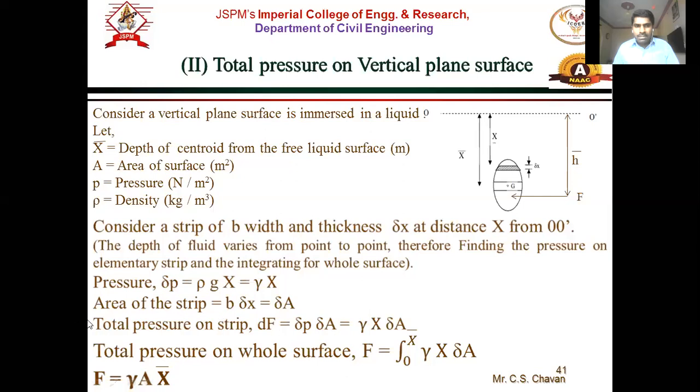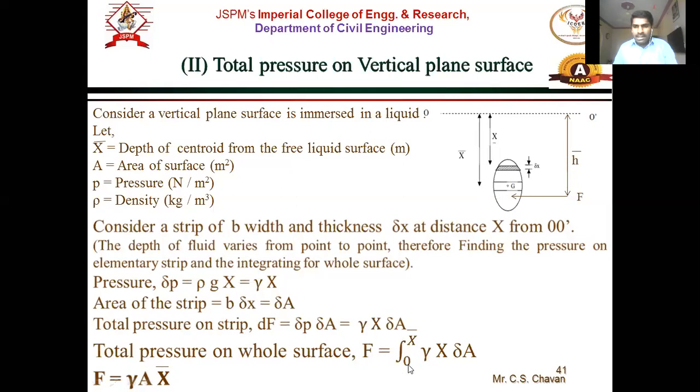So this is the basic equation on the strip, that is the total pressure on the strip. So we have to integrate this same equation to find the total pressure for the whole surface, right? Therefore, for the total pressure on the whole surface, F, capital F, is equal to the integration.